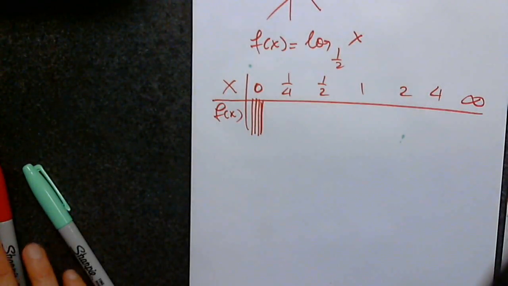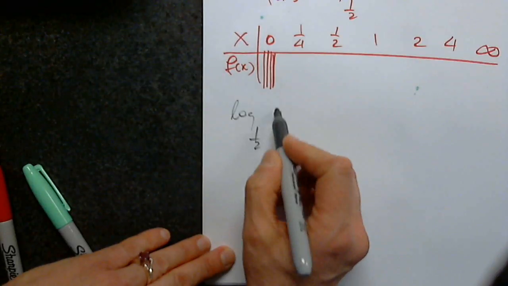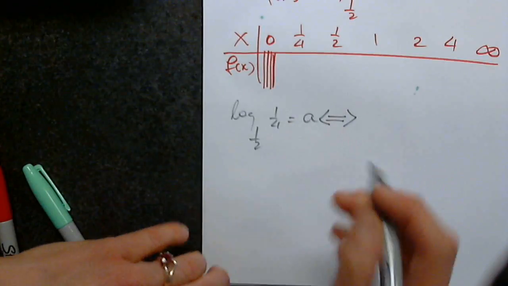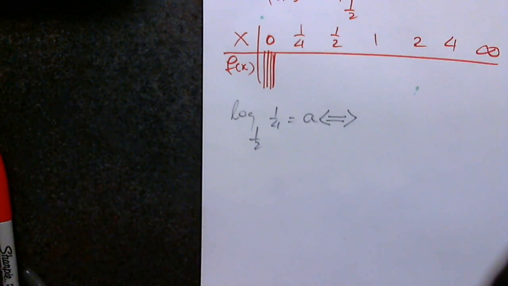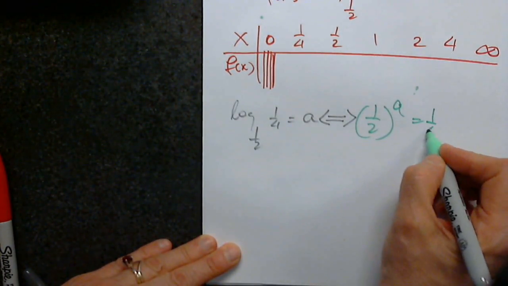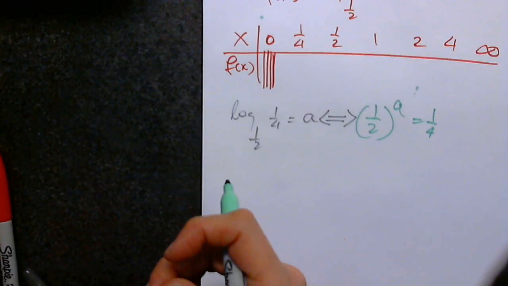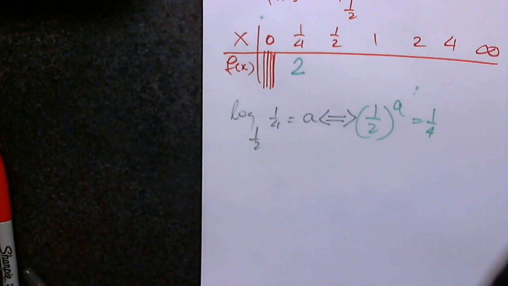So again, I'm going to use this wonderful concept. When I plug in 1/4, log base 1/2 of 1/4 is a number I have no clue about, but I know how to convert it into something that I can work with. And that something will be 1/2 raised to a equals 1/4. And now I'm thinking, what do I raise 1/2 to get 1/4? So exactly 2. 1/2 times 1/2 is 1/4.